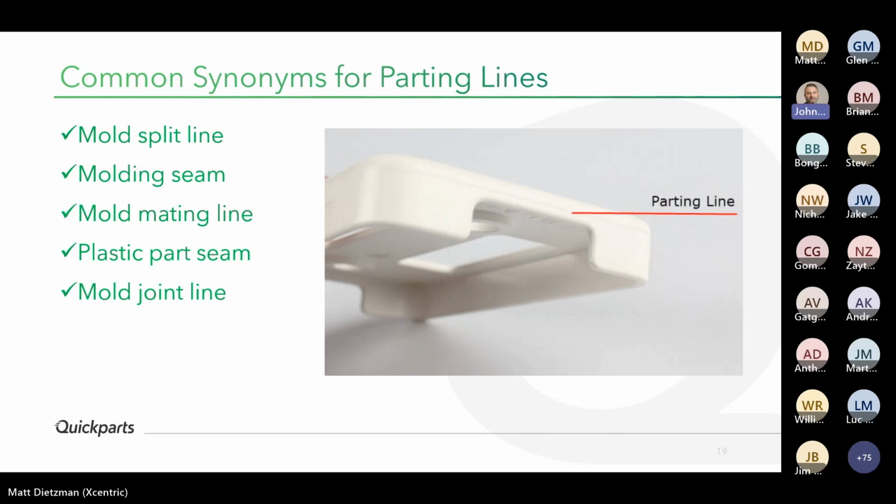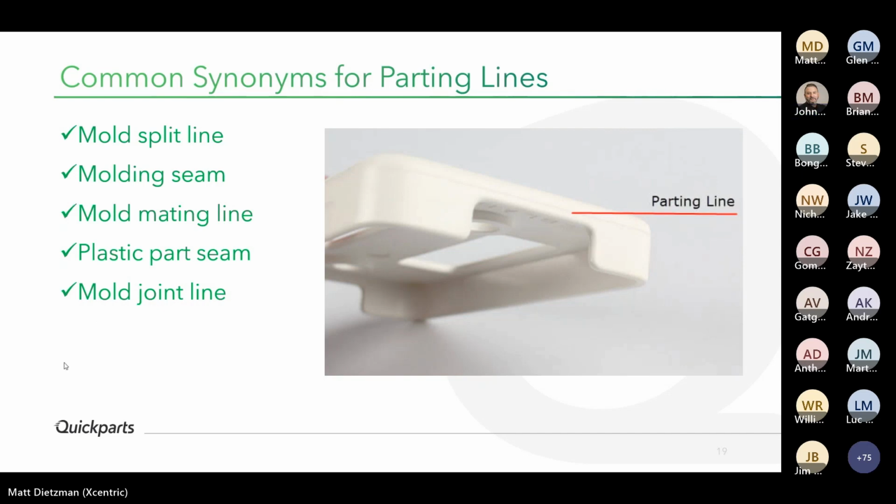So again, there's multiple ways to talk about parting lines. We call them parting lines, but they're split lines, seam lines, mating lines, part seam, or the joint line. Again, depending where you're at or the type of molder you're working with, these are all interchangeable. On the right side, we have a picture of a parting line, a little bit more defined, so you can see it carries around the whole outside of the part.